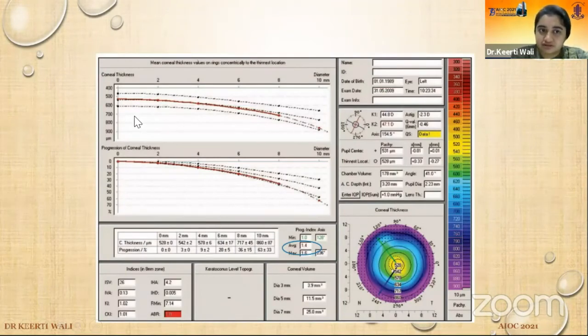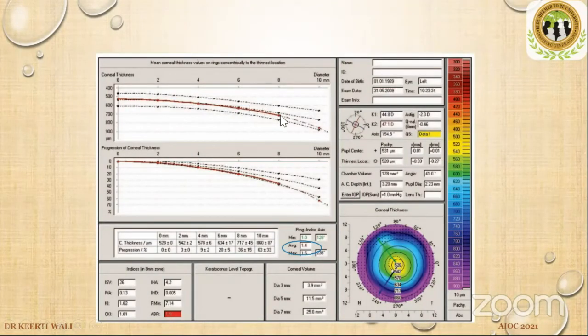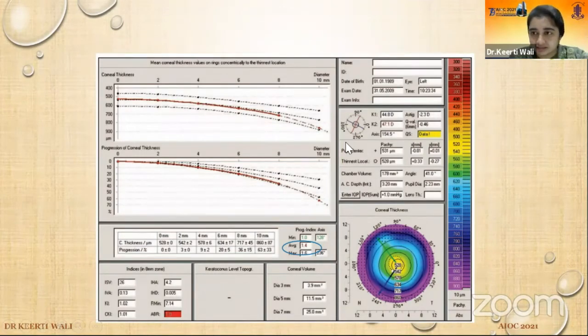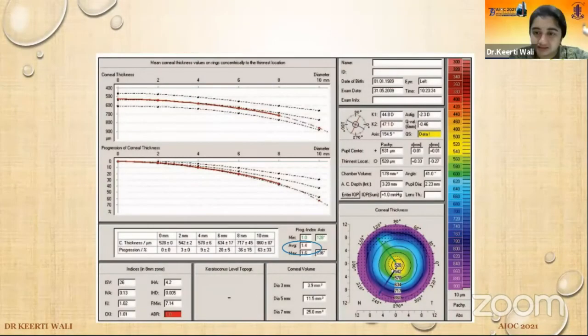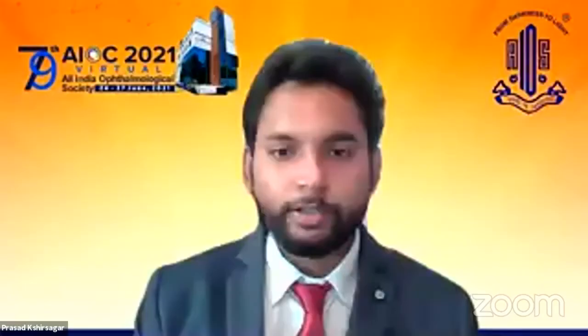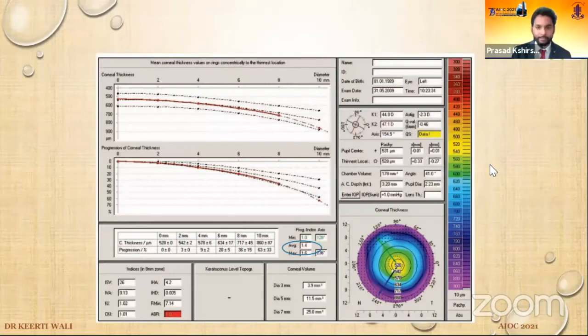Here in the Belin-Ambrosio curve, you can see that after the 6 mm zone, there... Dr. Keerti? Yes. Dr. Keerti, can you please try and sum it up now? Sorry? Can you make it a little faster? Yeah, sure. I cannot go to my screen. Okay, can you please start sharing your screen again? And you're 2 minutes late in your session, so I would request you to please sum it up in the next 1 minute. Yes, sir, I am done in another 2-3 minutes.